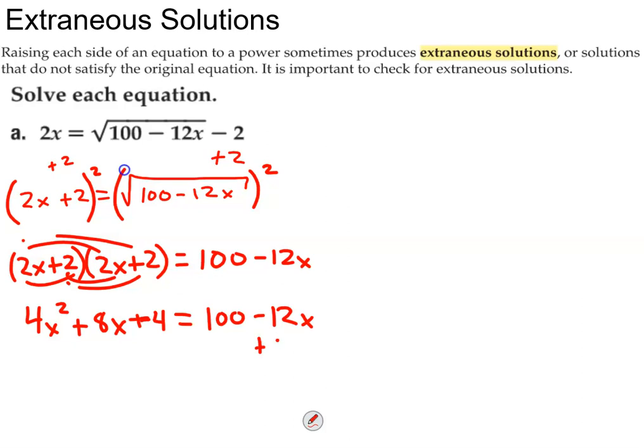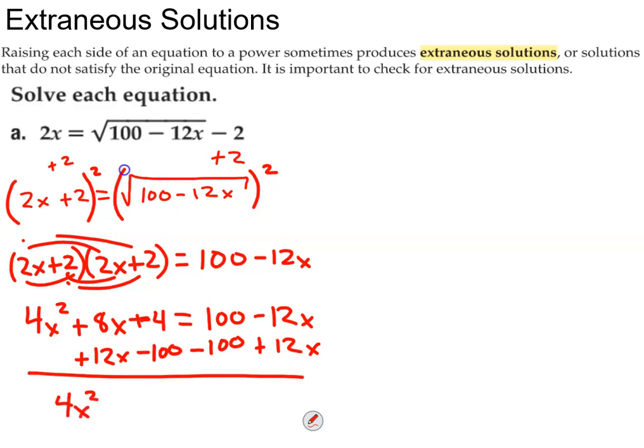So here we would add 12x on both sides, and I'm going to do this in the same step: subtract the 100 from both sides. Then we're left with 4x squared plus 20x minus 96 equals 0. That's a quadratic equation. You could use the quadratic formula if you'd like, but hopefully you can see that it might be able to be solved by factoring.